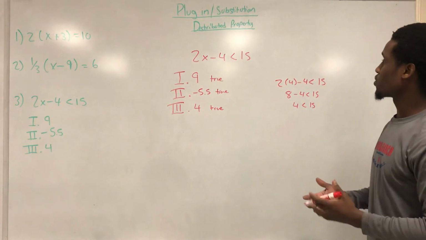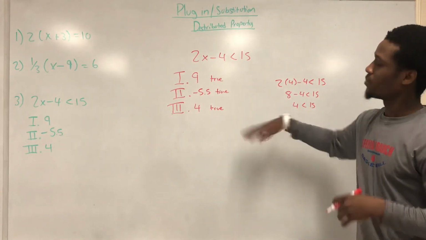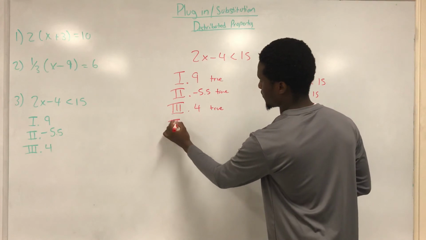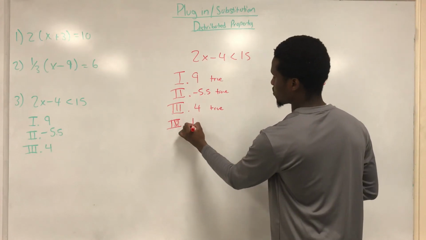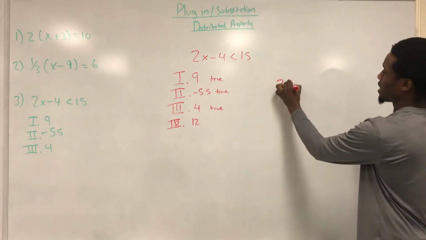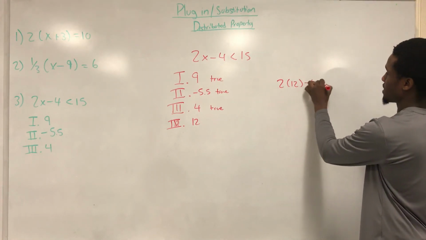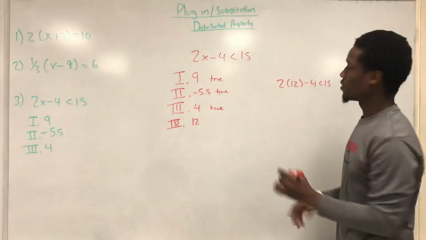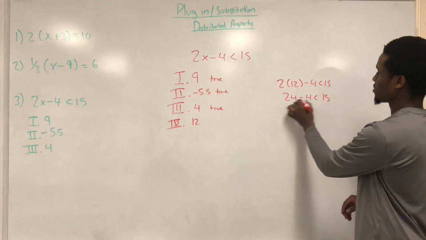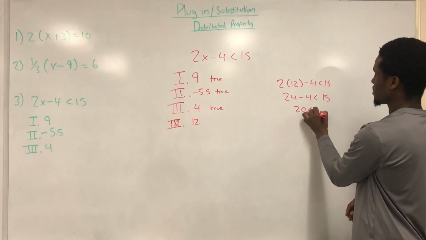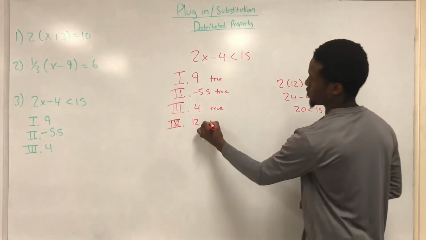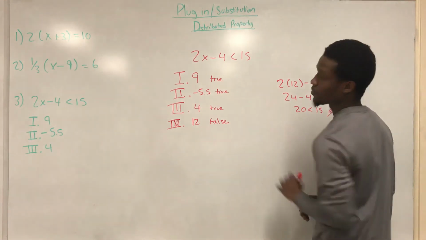Alright, so it just turns out that all of these are true. But if I were to plug in another number, let's say I plug in 12. Alright? Now at this point we have 2 times 12 minus 4 is less than 15. So 2 times 12 is 24, minus 4, less than 15. 24 minus 4 is 20. Is 20 less than 15? No. So this is a false statement here. Okay? And that's it.